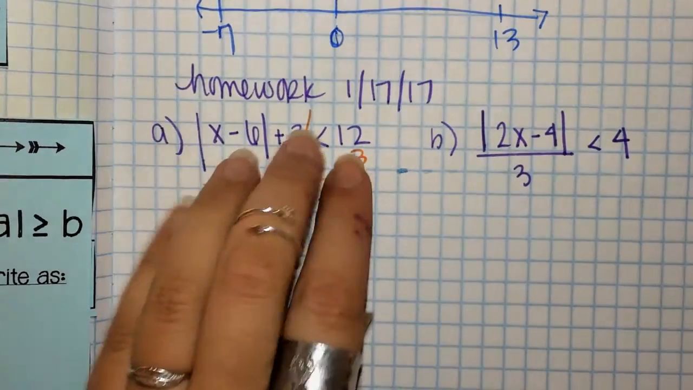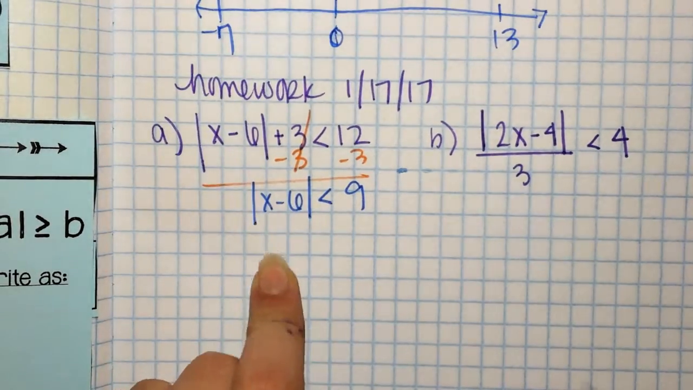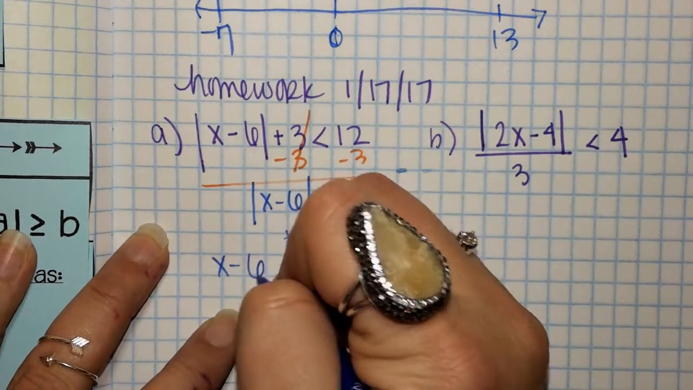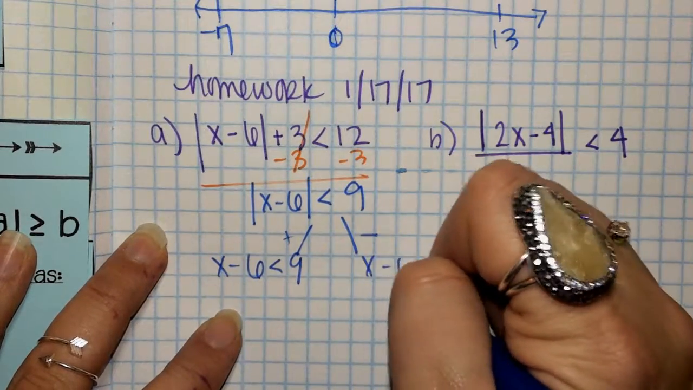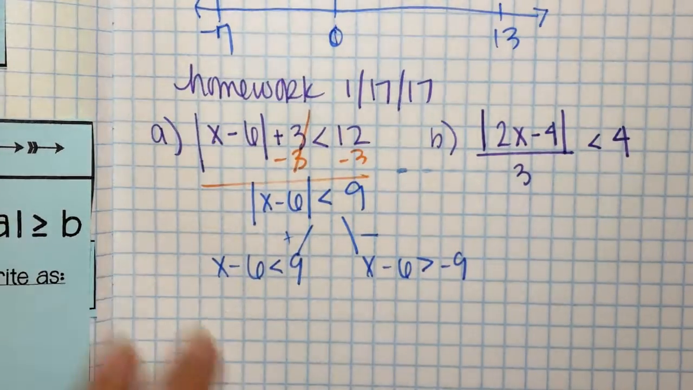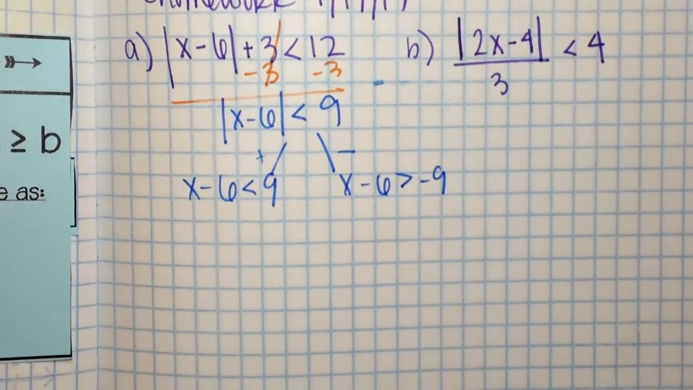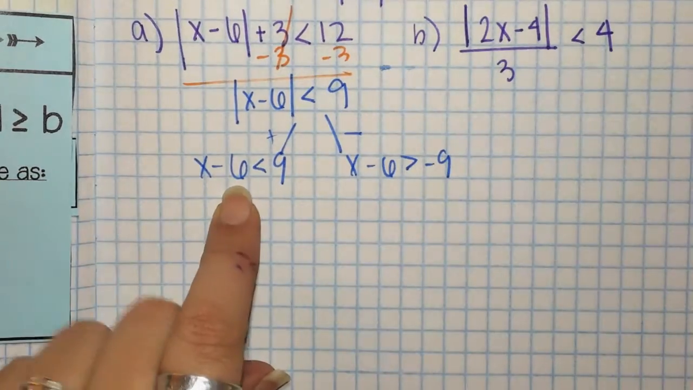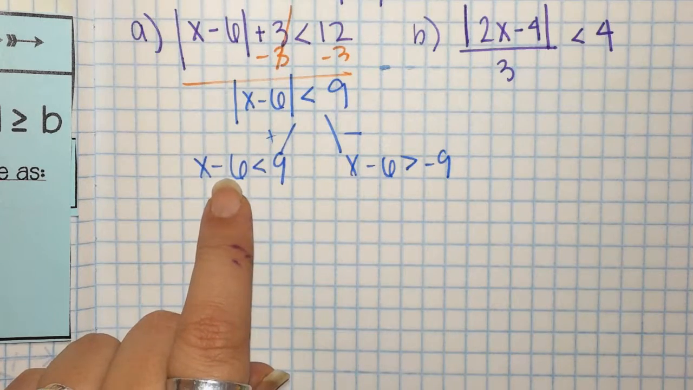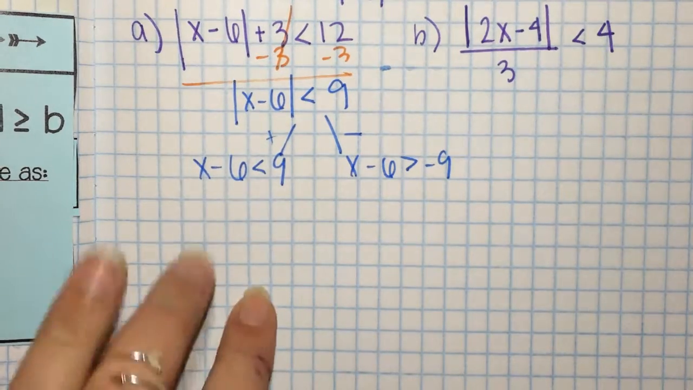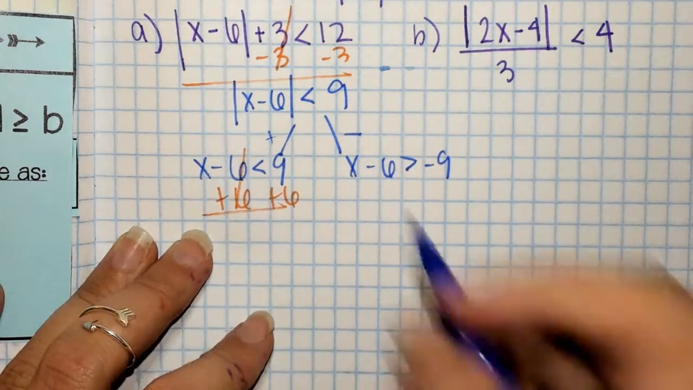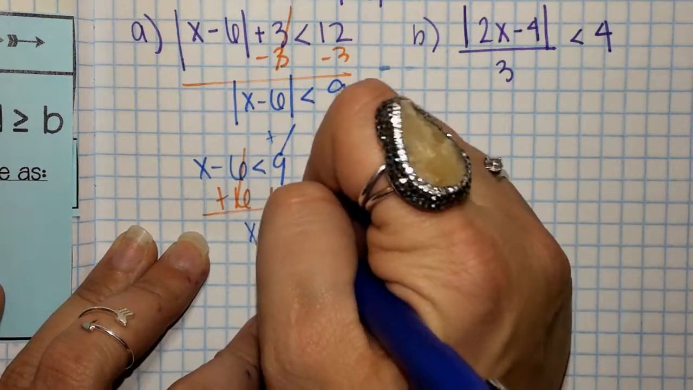Alright, after we have subtracted 3, so we've isolated our absolute value, then we break it down to the positive and the negative. So we have x minus 6 is less than 9, and x minus 6 is greater than negative 9. What do we do from there? It's a minus 6. What's the opposite of subtract? There we go. Add 6 to both sides. 9 plus 6 gives you 15.